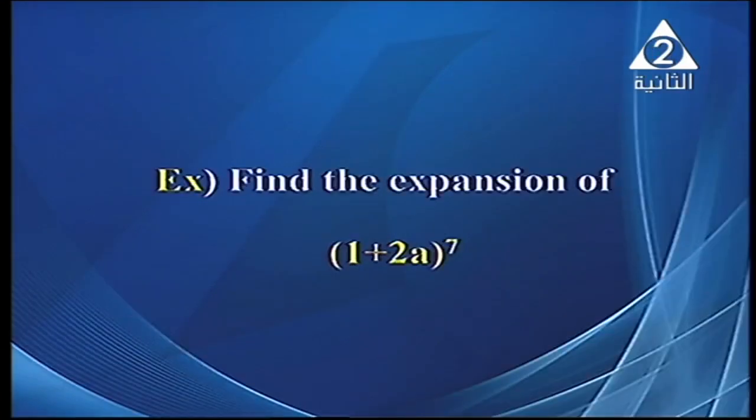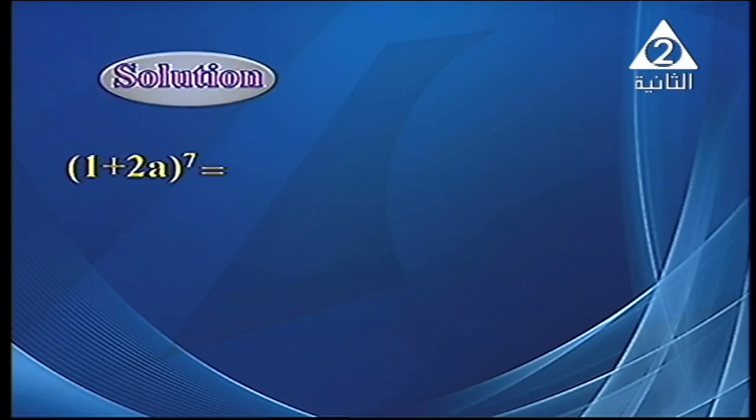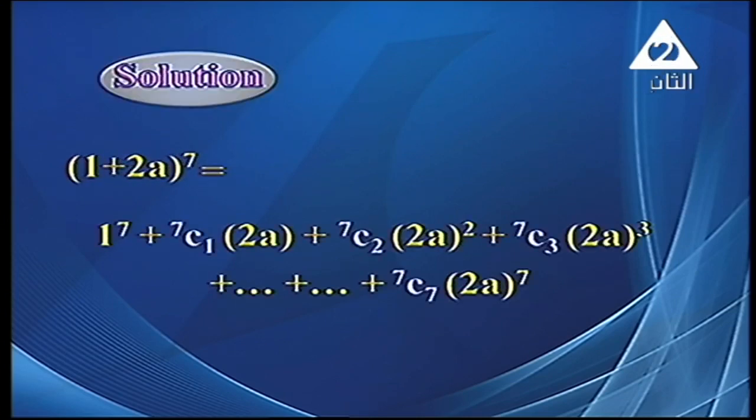My dear student, look at the first example. Find the expansion of (1 + 2a)^7. By using the binomial theorem: 1^7 + 7C1 (2a)^1 + 7C2 (2a)^2 + 7C3 (2a)^3, and so on until 7C7 (2a)^7.